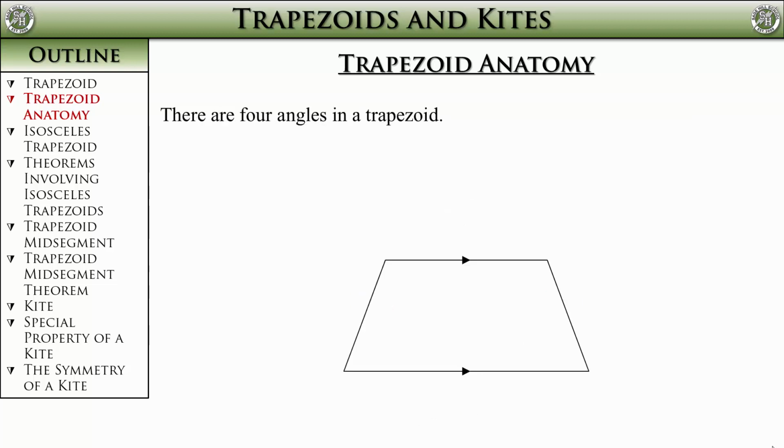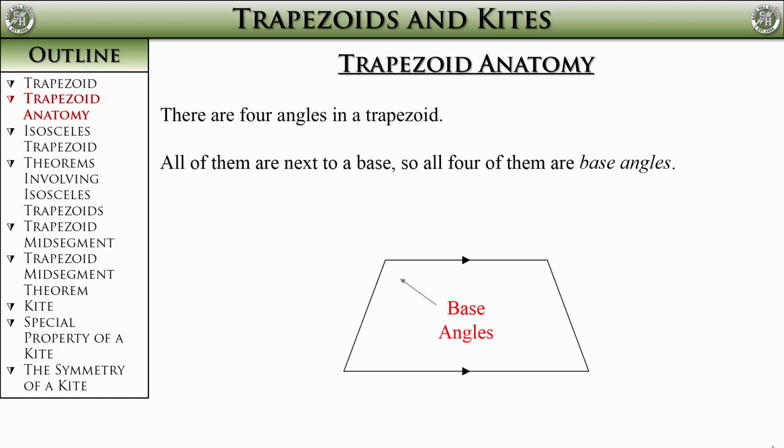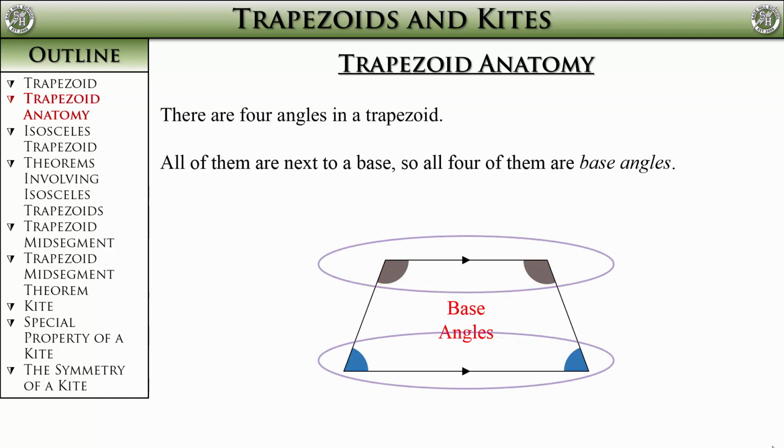There are four angles in a trapezoid, and all of them are next to a base, so all four of them are base angles. That is so not helpful. They are all named the same thing. We should just call them interior angles at that point. In any case, the thing you do need to know is that the base angles come in two pairs. Each base has its own pair of base angles. That's all for trapezoid anatomy.